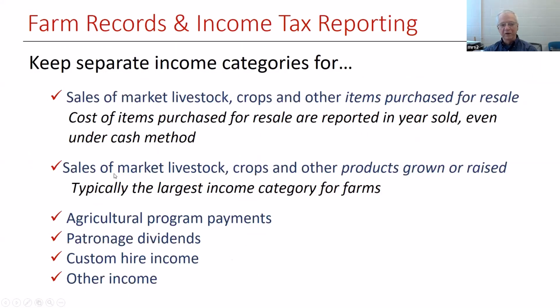One of the areas that Chris asked me to touch was just a little bit about farm records and income tax reporting. Make sure that you keep income categories separate for sales of market livestock, crops, and other items purchased for resale. And then that big category, line 2, sales of all crops, livestock, and market grown, as well as agricultural program payments, patronage dividends, custom hire, and other income.